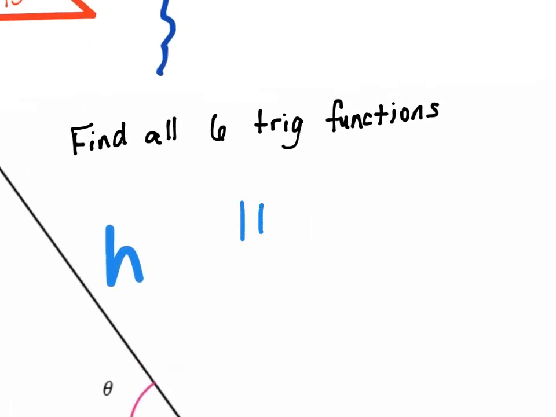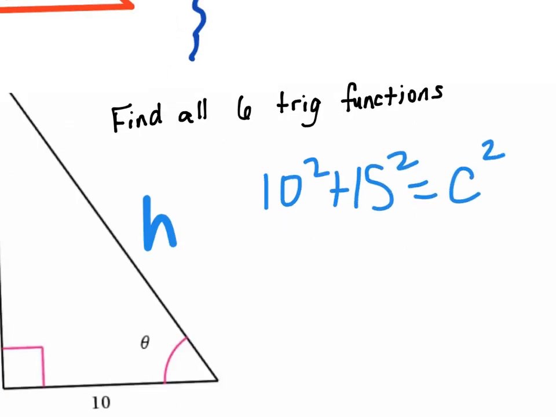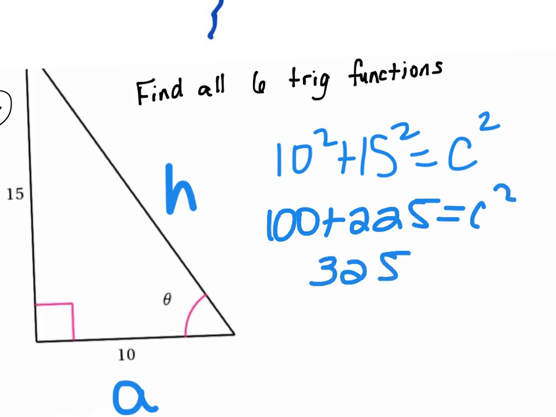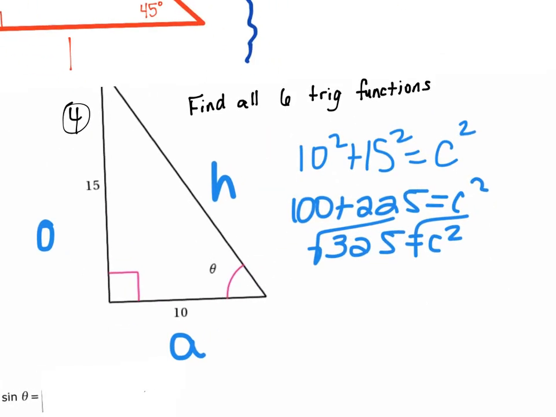Pythagorean theorem. So 10 squared plus 15 squared equals c squared. For most of these, unless it's a word problem or I tell you to round, I want an exact value. So this is 100 plus 225 equals c squared. So 325 equals c squared. What is the square root of 325? When I break this down, it's 5 root 13. If you aren't sure about that, in your calculator, multiply 5 times the square root of 13 and see what you get.